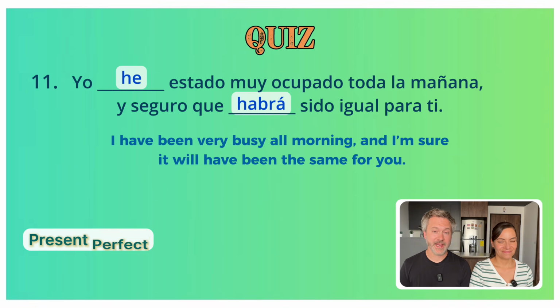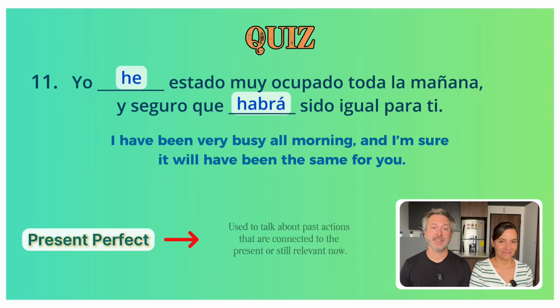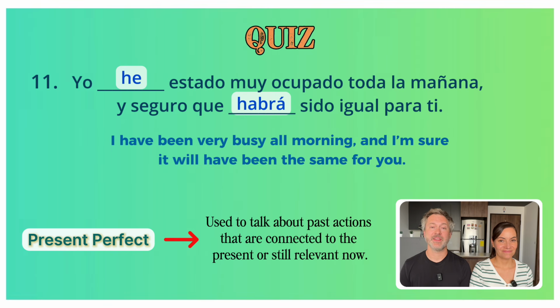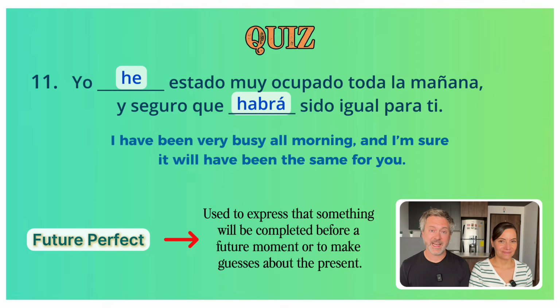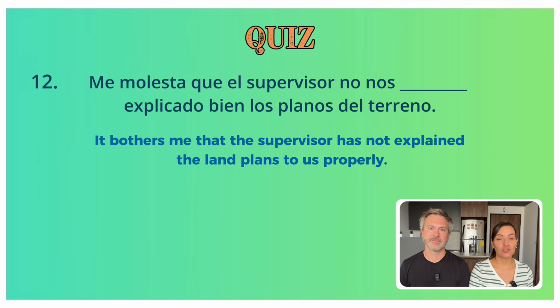Okay, now in the first blank here, we have the present perfect tense because we're talking about something that I've done recently. And in the second blank, we have the future perfect tense because we're guessing that something has probably already happened. Remember, we can use the future tense in Spanish to either guess or suppose that something's happened in the present. Me molesta que el supervisor no nos blank explicado bien los planos del terreno.